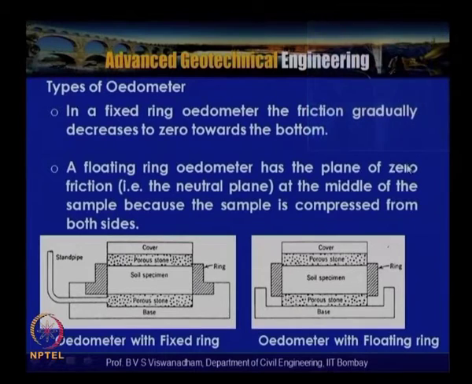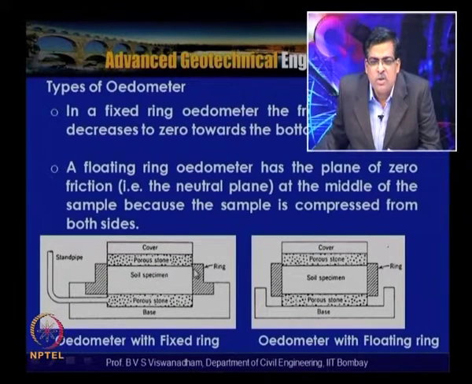In the fixed ring oedometer, the friction gradually decreases to zero towards the bottom. As the load is high at the top, the friction will be very high there and reduces to zero at the bottom of the specimen.